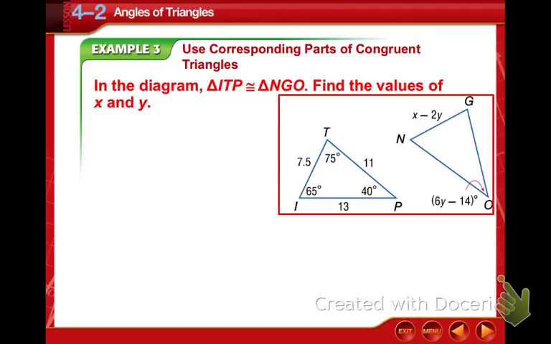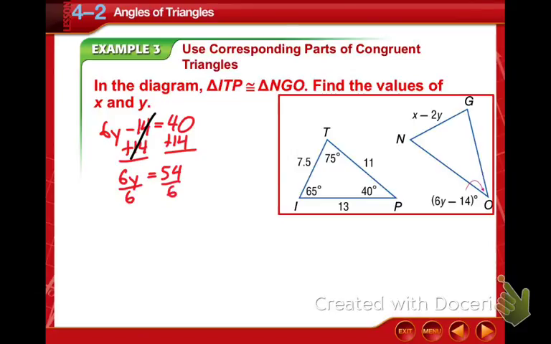So 6y minus 14 is equal to 40. We're going to add 14 to both sides. So we're left with 6y on the left equal to 40 plus 14, which is 54. And we divide by 6 on both sides, and 54 divided by 6 is 9. So there's y. So now we need to find x.